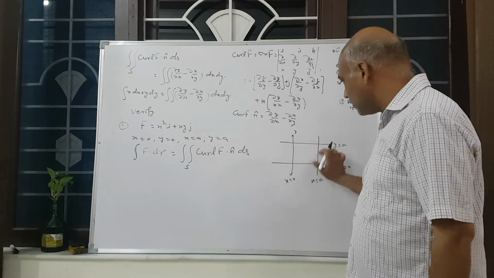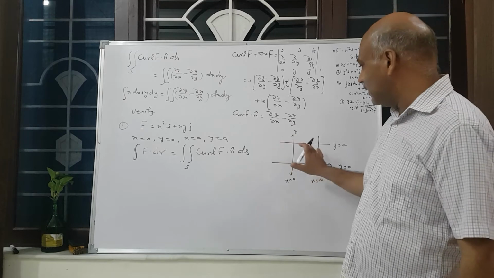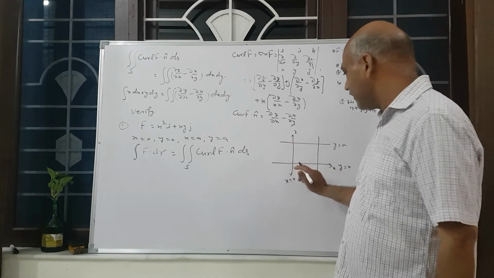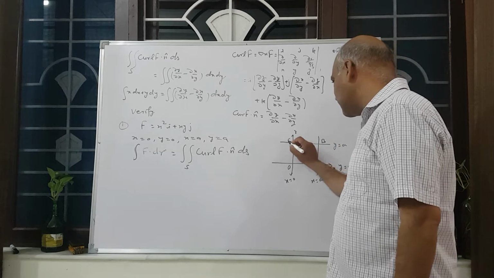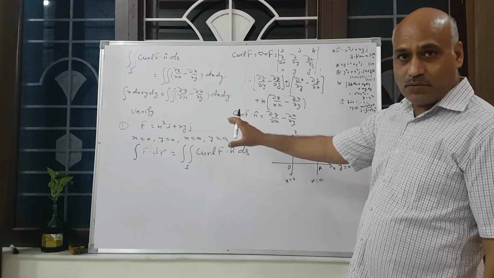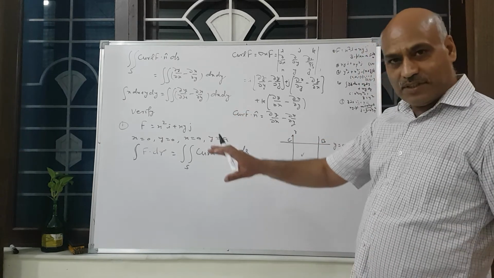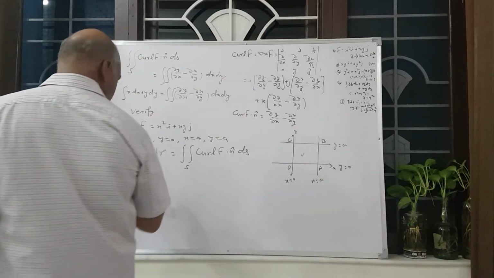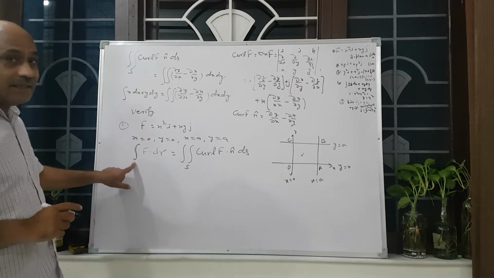So this is the closed curve. We have to verify Stokes theorem in this closed area, meaning O, A, B, C. This is the region surrounded by these lines. Okay. So first, the left hand side. We will find the left hand side. F is this one. So this is a line integral.